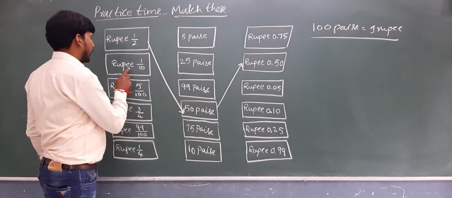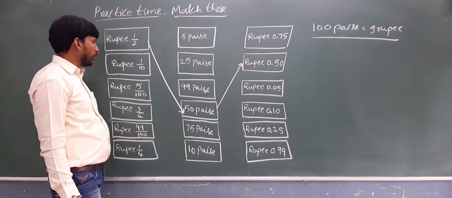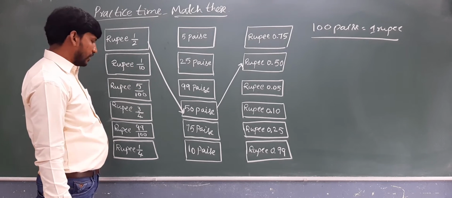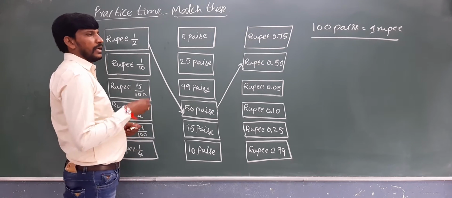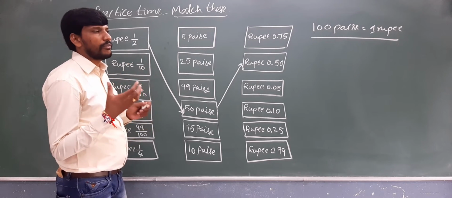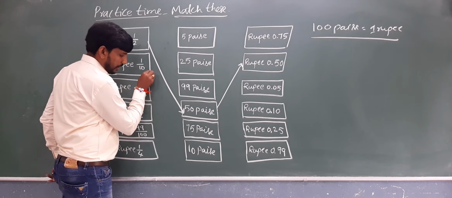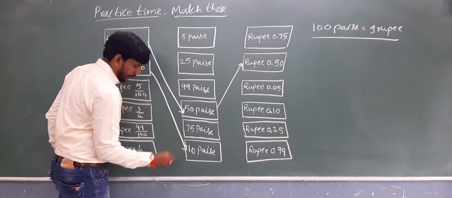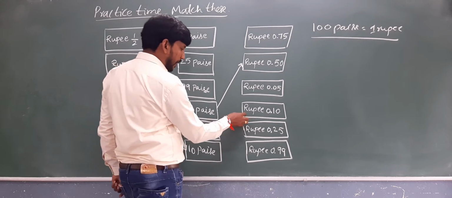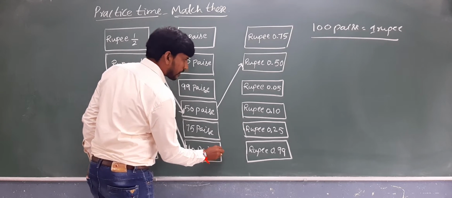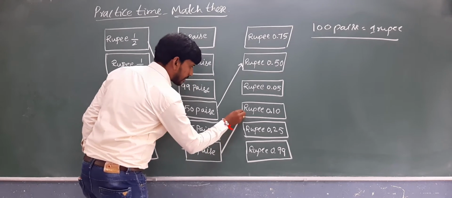The same way, second one, see rupee 1 by 10. Rupee 1 by 10 is nothing but which one? Now see this here, rupee 1 by 10 is equal to 10 paise. Because 1 by 10 is nothing but 10 paise. Clear? So 10 paise is nothing but 1 by 10 rupee. So 10 paise is nothing but what? 0.10. See this here, 0.10. Now I am going to match this.